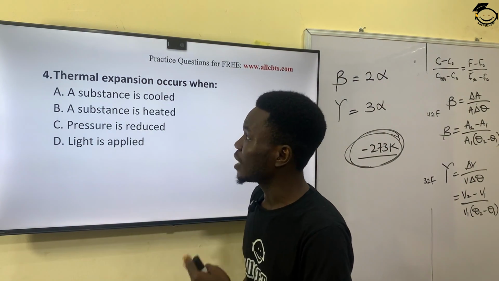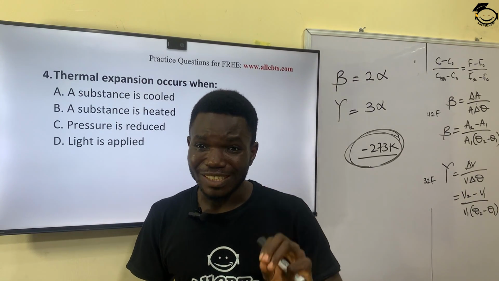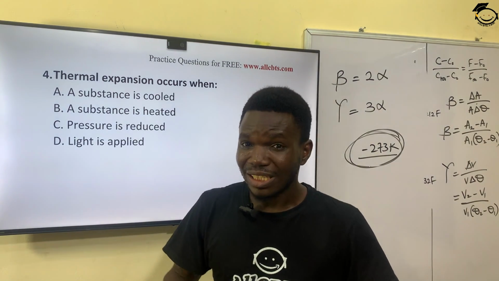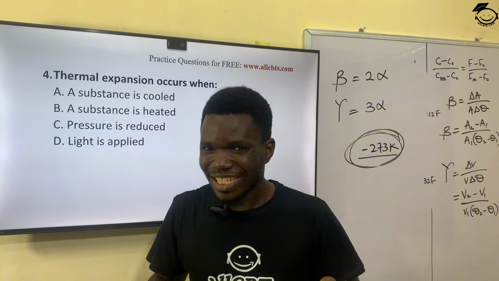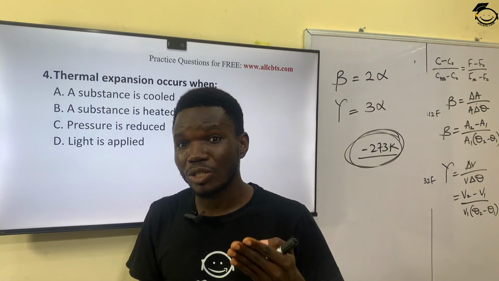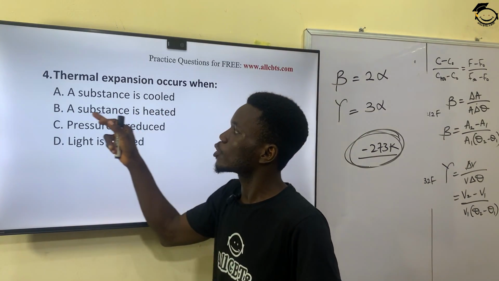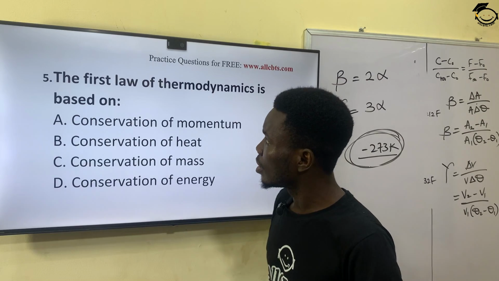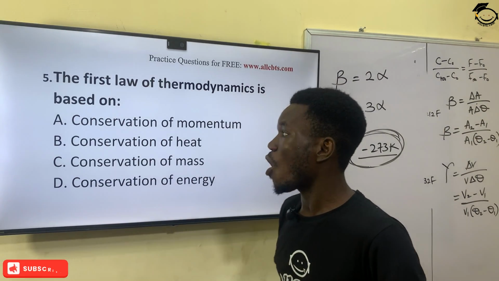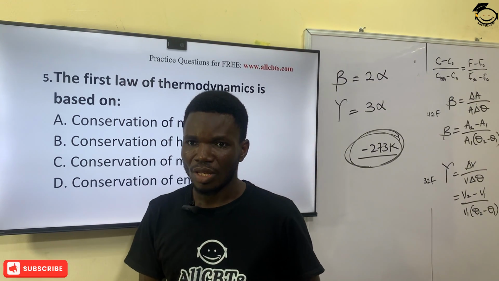So thermal expansion occurs when a substance is heated. For there to be expansion, heat must be involved. I said earlier that thermal means heat, and expansion on its own talks about increase. So thermal expansion occurs when a substance is heated. That is option B. Question number 5 says, the first law of thermodynamics is based on conservation of energy.